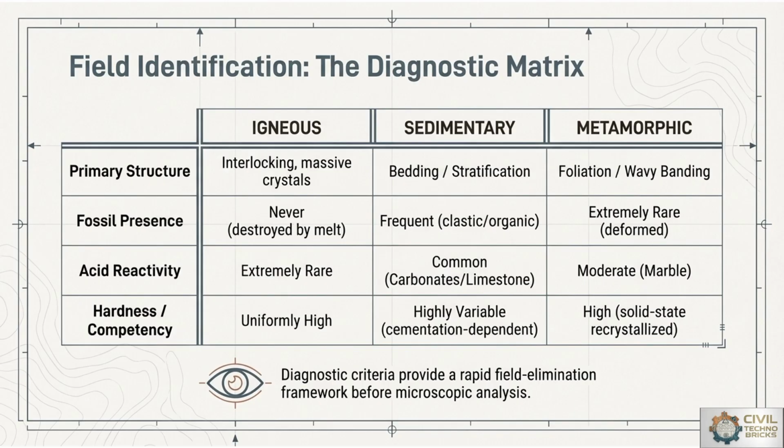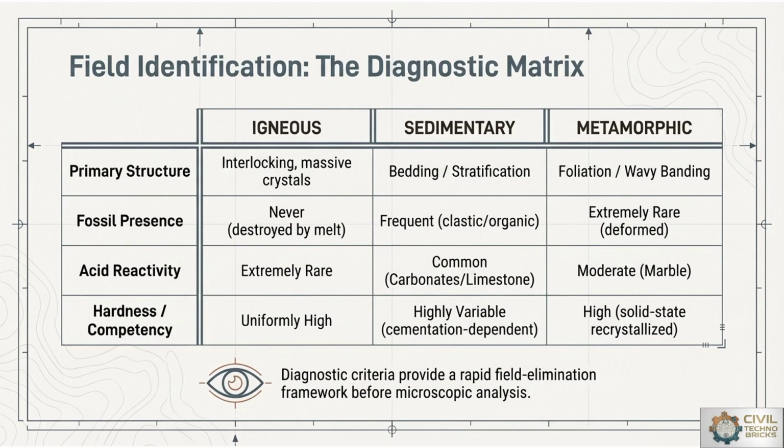So igneous rocks typically show interlocking crystalline textures. They are recognized by interlocking crystals and massive structure. These rocks rarely contain fossils and generally exhibit high strength and durability. The second one will be the sedimentary type of rocks. They commonly exhibit bedding and fossil structures. These sedimentary rocks are characterized by bedding or stratification, where fossils are frequently present and engineering properties vary depending on the degree of cementation and weathering action.